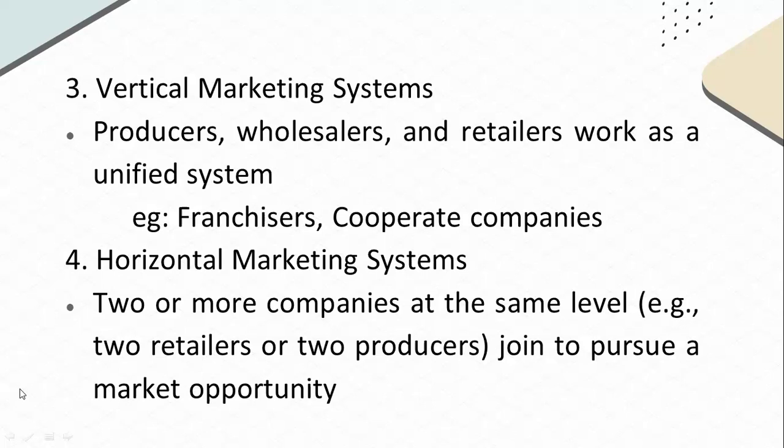Then we have the horizontal marketing system, right? So we call it that when there are two or more companies at the same level. That means two retailers or two producers join and pursue a market opportunity.